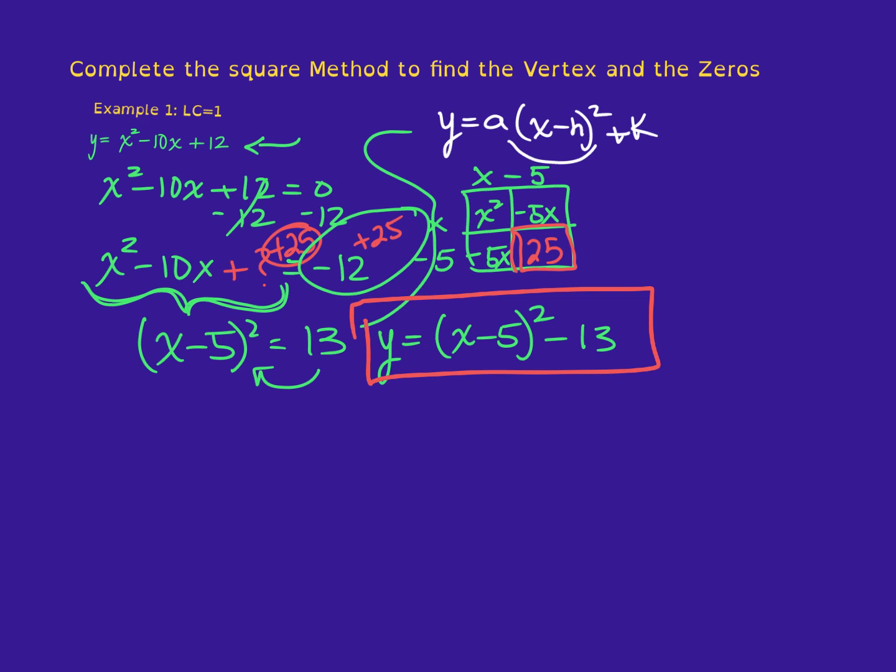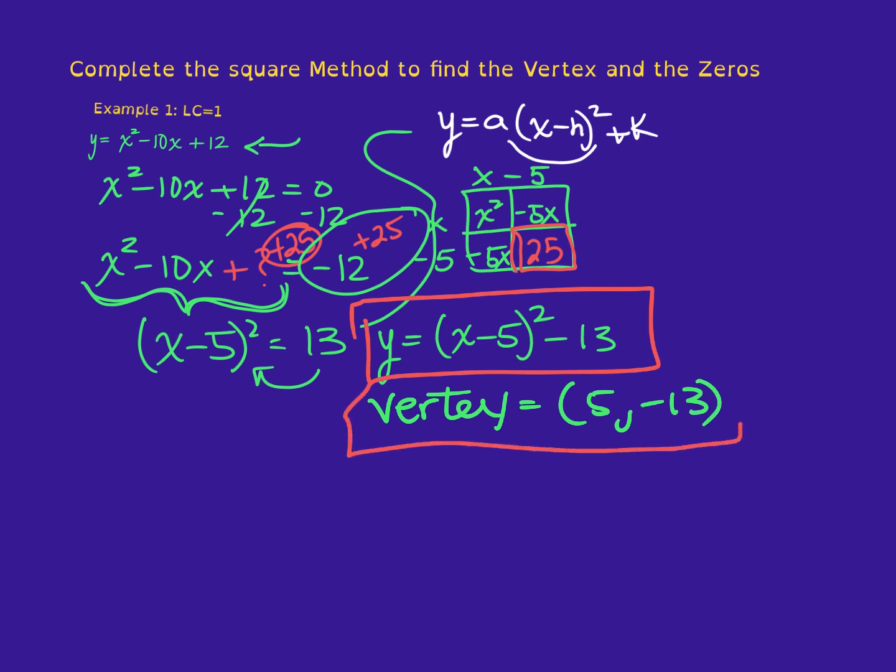And if you look on the graph, now let's identify our vertex. Remember we talked about that many times in our chapter 3 as well. Our vertex is (5, negative 13). Now the wonderful thing about the complete the square method is you can also find the zeros, the x-intercepts.